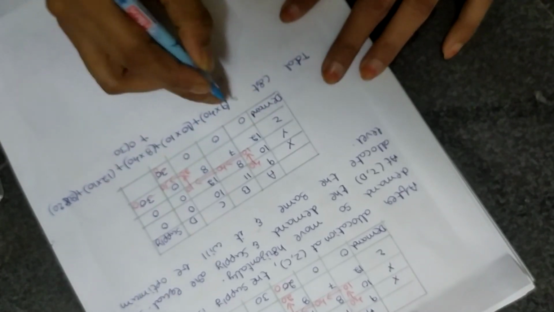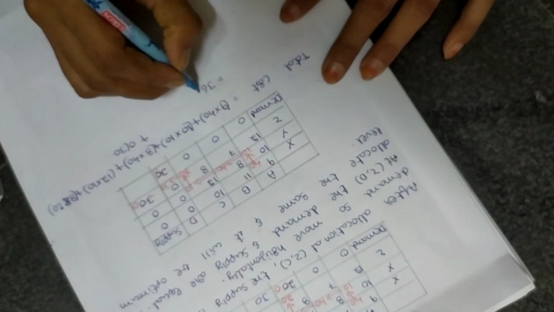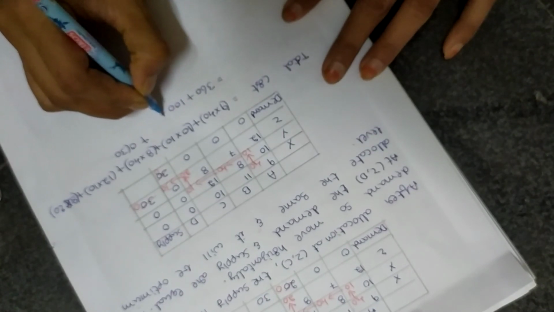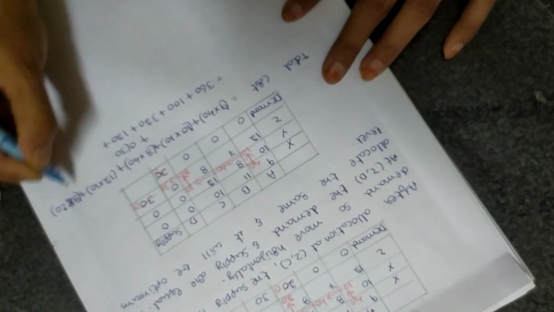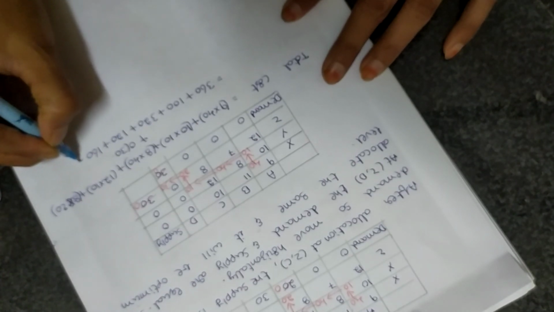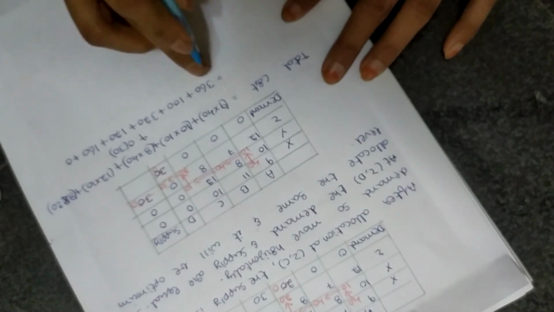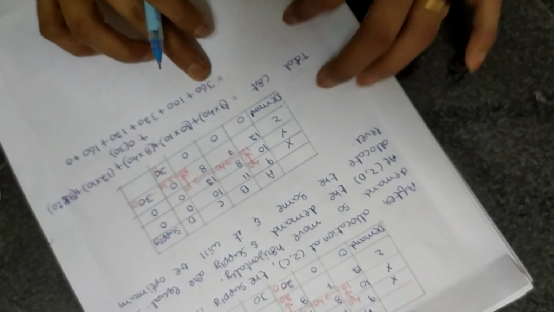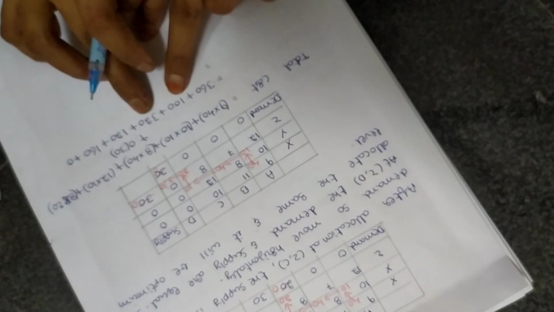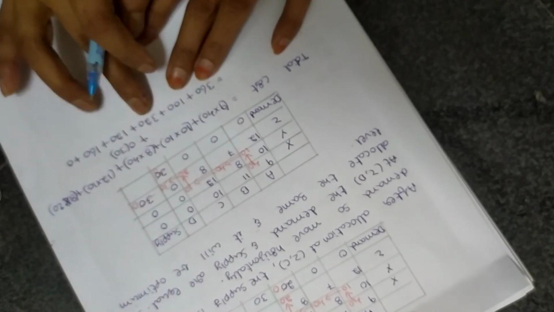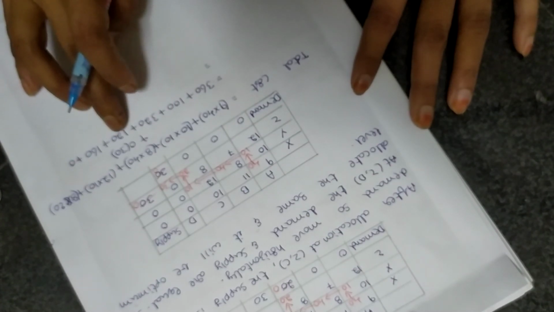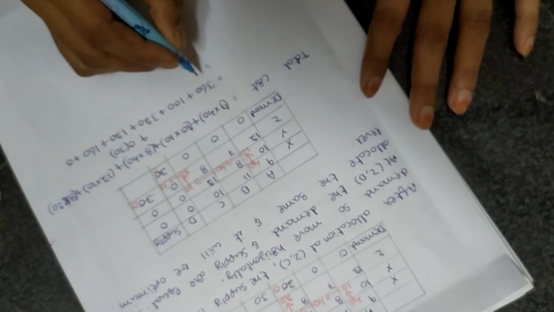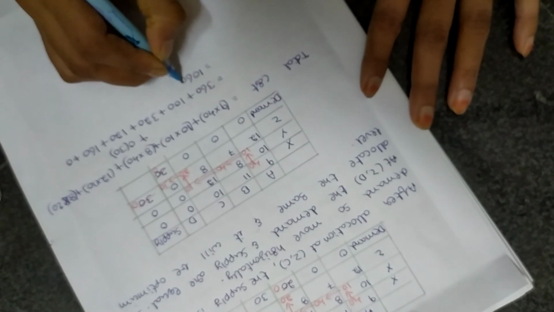Okay, so 360 plus 100 plus 320 plus 120 plus 160 plus 0. So 360, 460, 780, 900, 1060. 1060 is the total cost, which has been given in pounds.